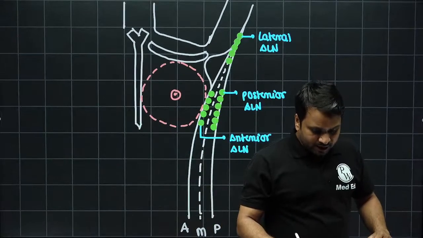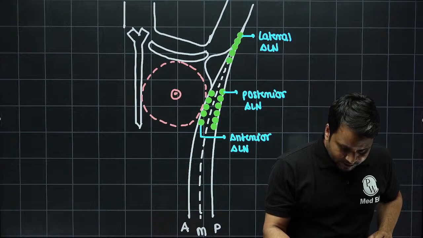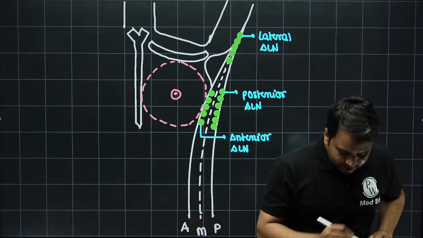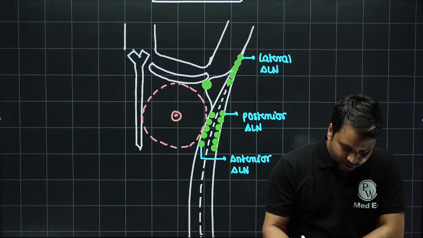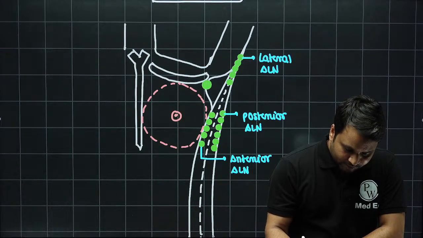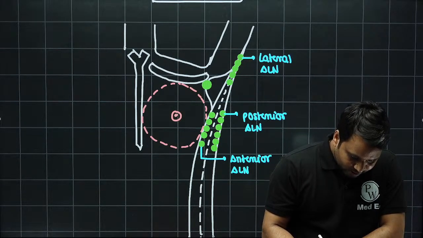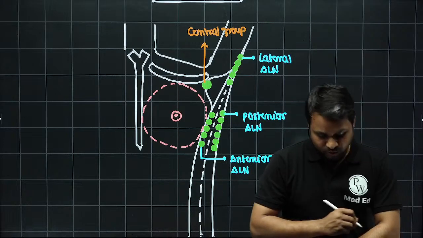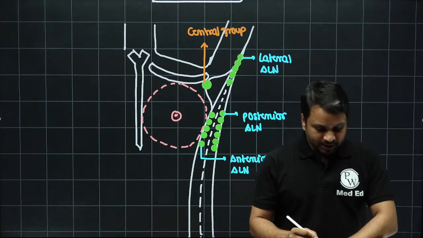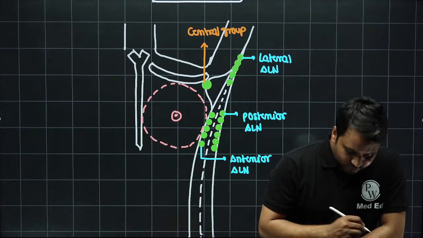Then when you look deep inside the axillary groove, you see another lymph node group that is going to be present. The lymph nodes which are present deep in the axillary groove, this is what we call the central group of lymph nodes.